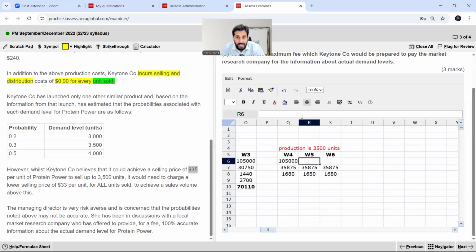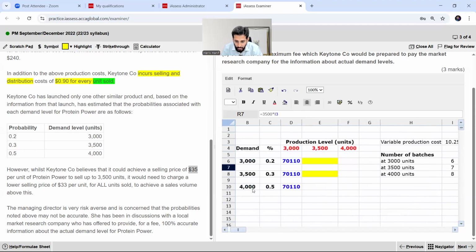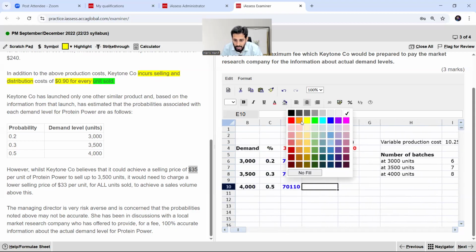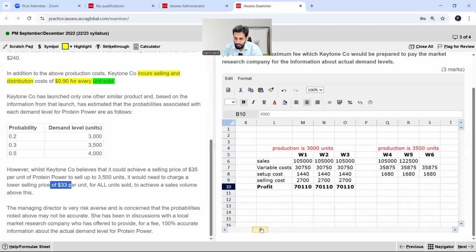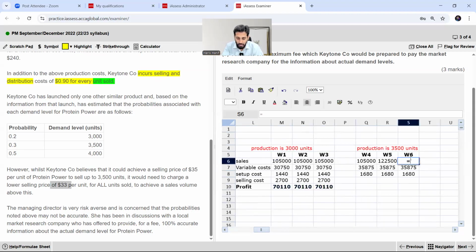I have to write it. Working number 5. Demand is 3500 and the selling price is 35. Fair enough, good to go. Okay, and the next one is the demand is 4000. Now the third yellow cell, here the demand is 4000 and the company will have to charge $33 selling price, because in order to sell more units, you have to charge a lower selling price, and that is $33. So 4000 multiplied by $33, right?